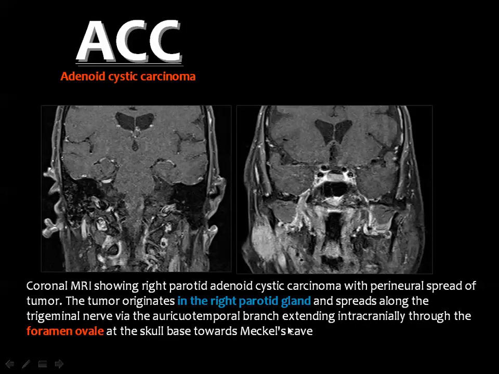This is an example of an adenoid cystic carcinoma of the right parotid gland. And you see the enhancing pattern of the tumor, and the tumor is spreading along the trigeminal nerve, one of the branches of the trigeminal nerve, which is passing through the foramen ovale and leading to significant widening of the foramen itself, reaching the parasellar area.